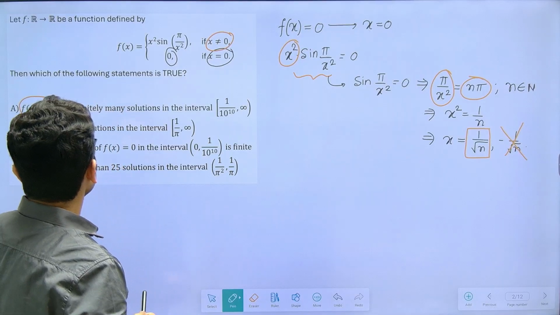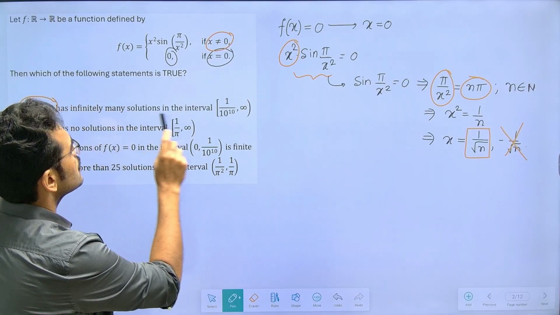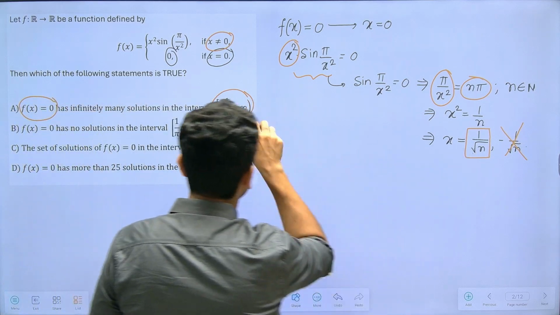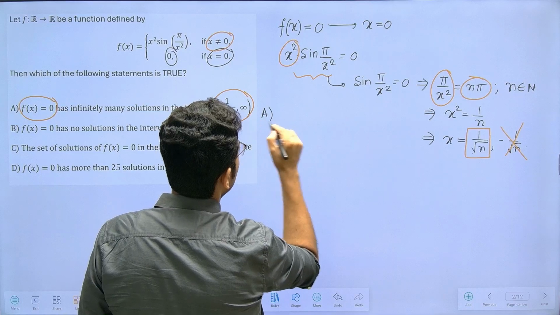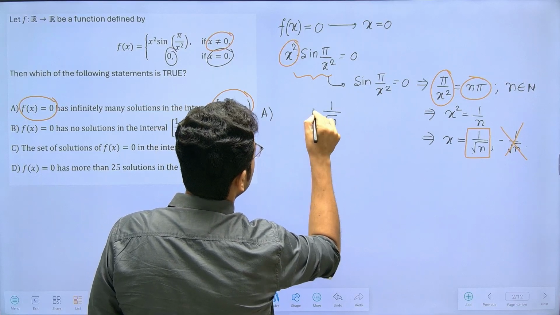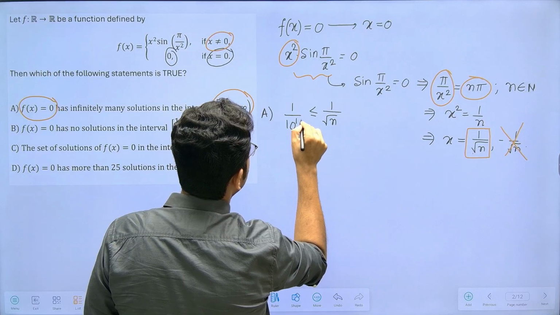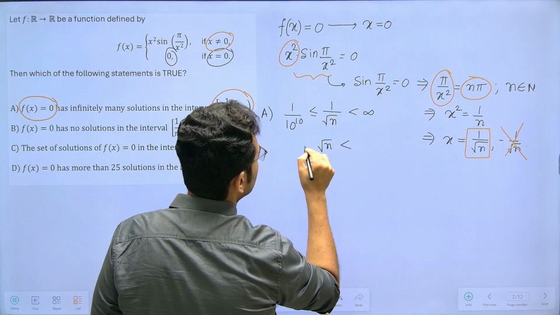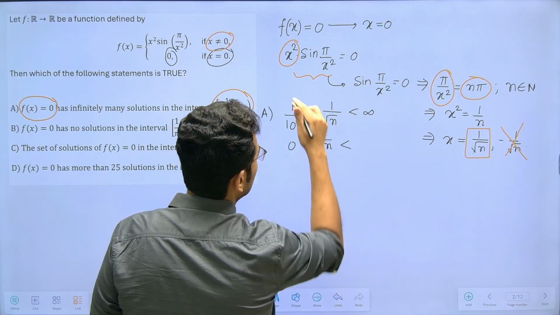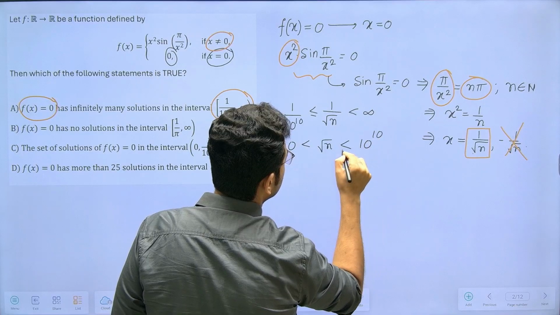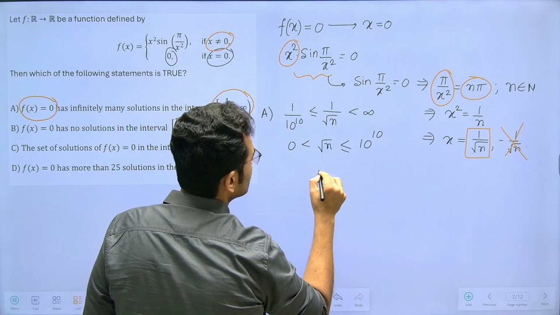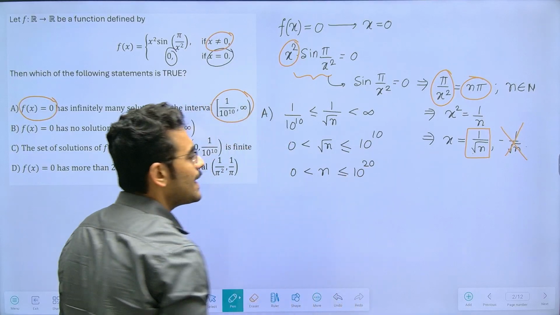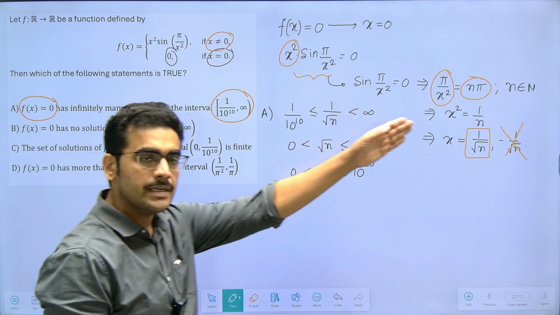Now the first option is: f(x) = 0 has infinitely many solutions in the interval 1/10¹⁰ to infinity. So let us put the solution within this interval. I will put the solution 1/√n within the interval 1/10¹⁰ and infinity. So √n will be lying between 1/infinity, which tends to 0, and 10¹⁰. Now squaring all the sides, n should lie between 0 and 10²⁰.